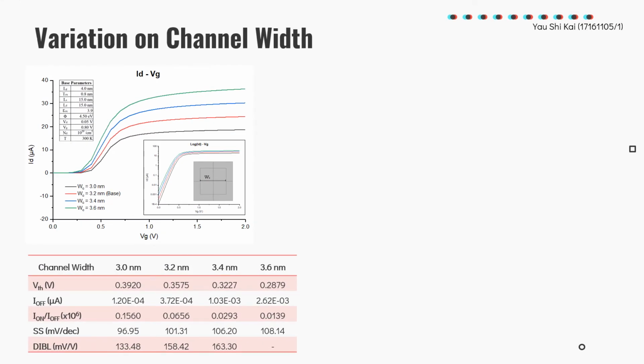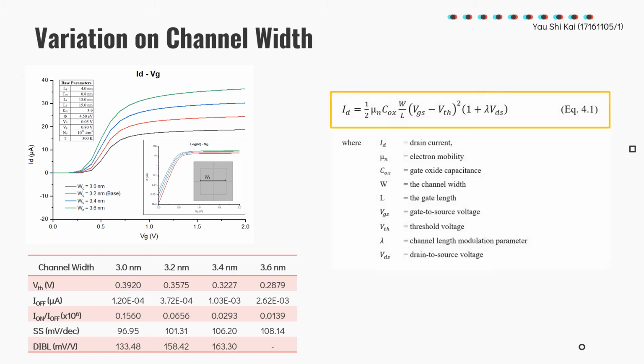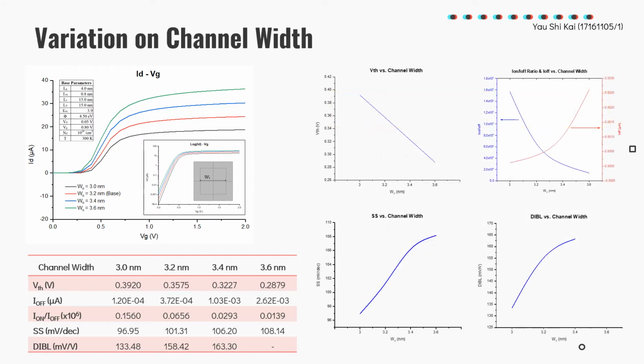Next, channel width is varied in the range of 3 to 3.6 nanometer. From equation 4.1, drain current is directly proportional to channel width, which matches with the transfer characteristic graph. When the channel width of GAA nanowire FET decreases, threshold voltage and current ratio increase, while leakage current, SS and DIBL decrease. The subband energies increase, leading to higher potential barrier, lower leakage current and higher current ratio.